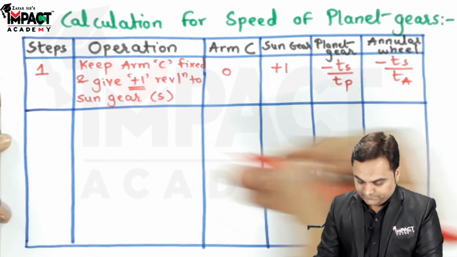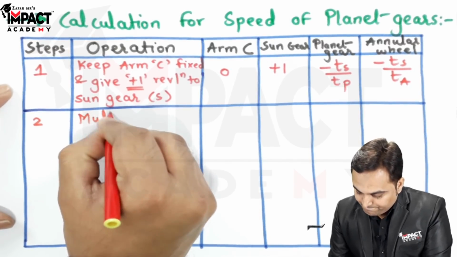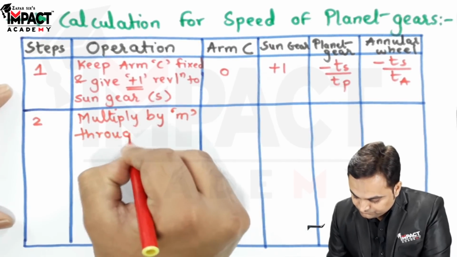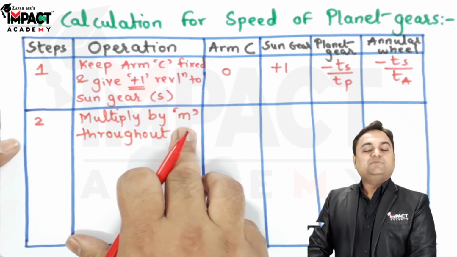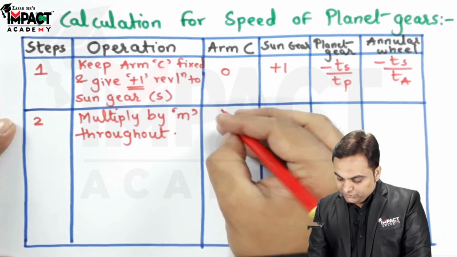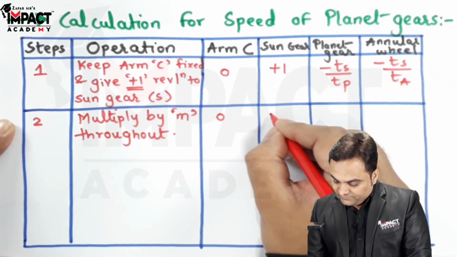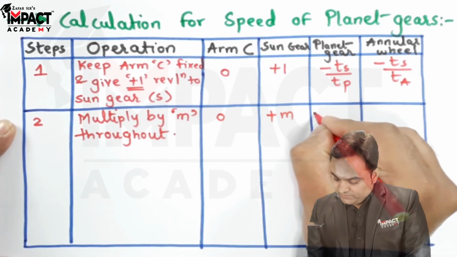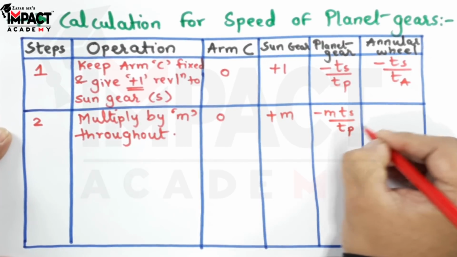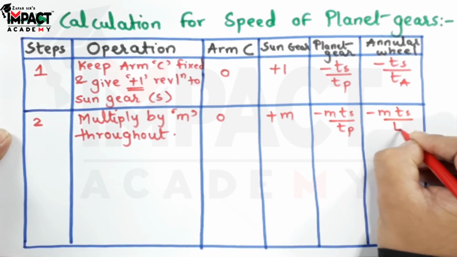Then the next step, in this I would be multiplying by small m, which indicates RPM throughout. So small m into 0 for the arm, it is 0, plus 1 into m, that is plus m. Here we have minus m into ts upon tp, then minus m into ts by ta.